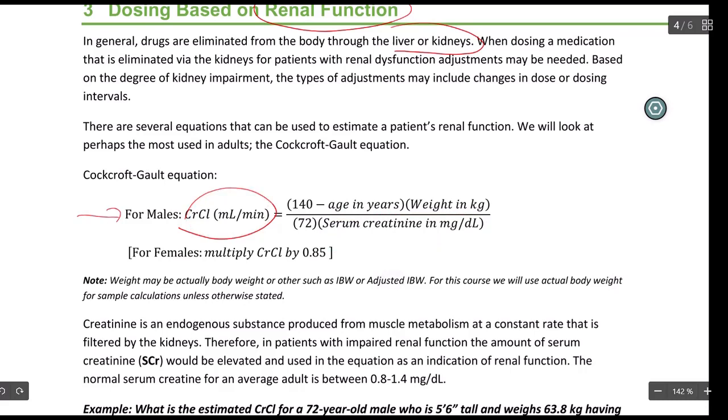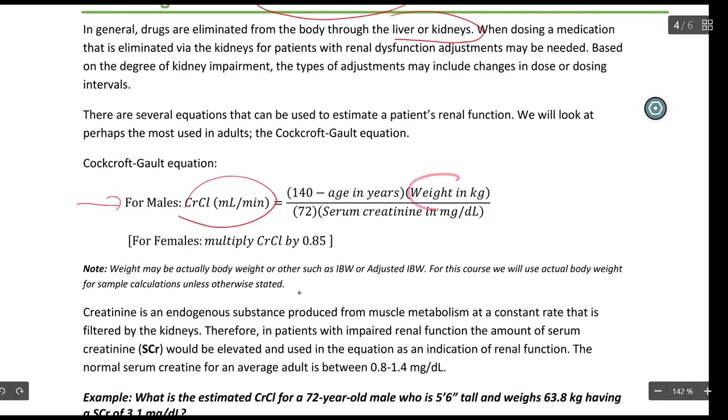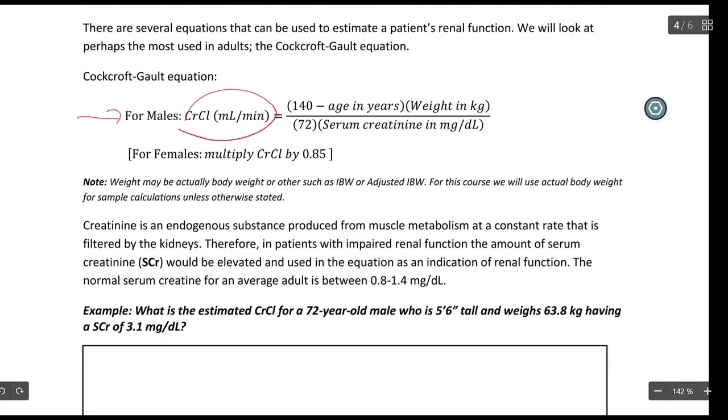The thing to keep in mind is that the weight in kilograms for us in this course, we are going to use actual body weight. There are some times where people will use ideal body weight or adjusted ideal body weight. We will, like I said, just stick with the actual weight of the patient. We're not going to make any adjustments in these sort of calculations. It would just be a simple plug into the formula.